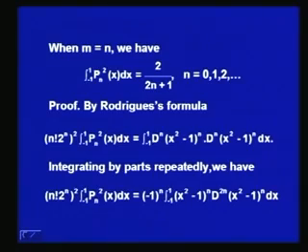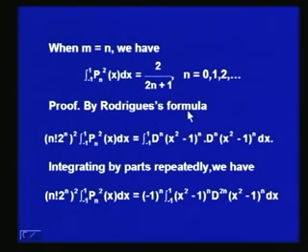However, when m is equal to n, we will not be able to divide by m minus n in the previous equation. Therefore, we will have to find its value separately. It turns out that when m is equal to n, the integral from minus 1 to 1 of Pm Pn dx, that is, of Pn square x dx, is equal to 2 over 2n plus 1, where n takes values 0, 1, 2, 3 and so on. Let us derive this result.